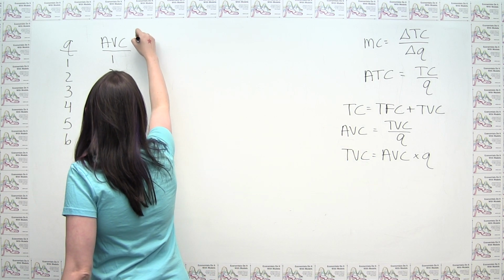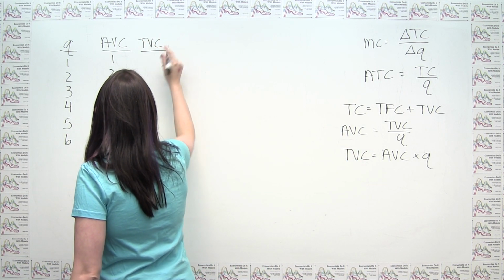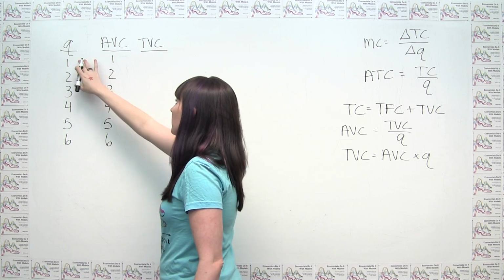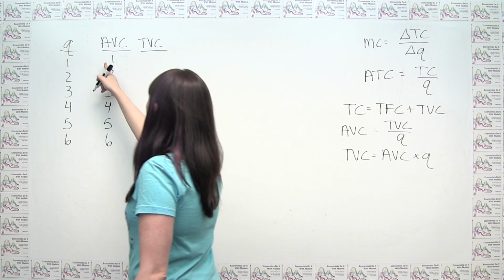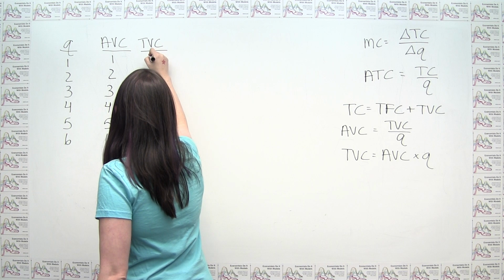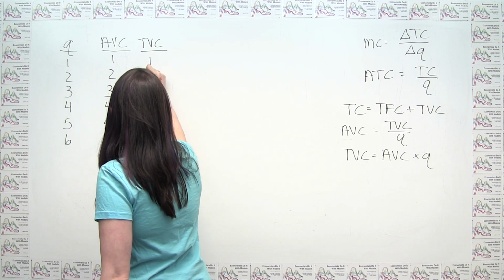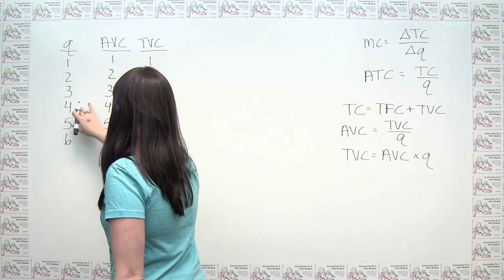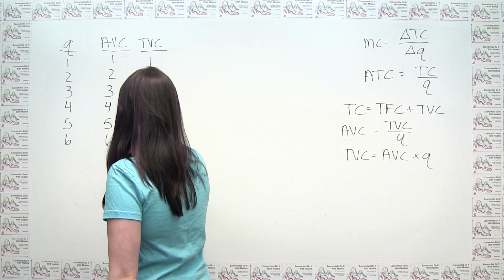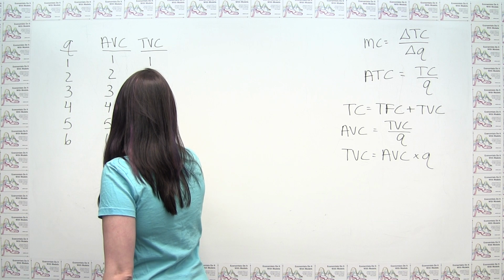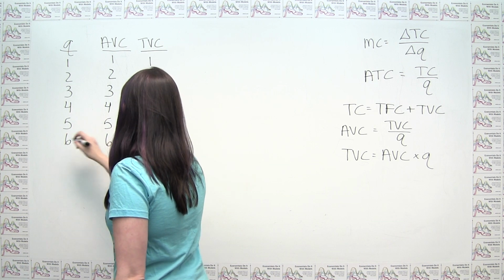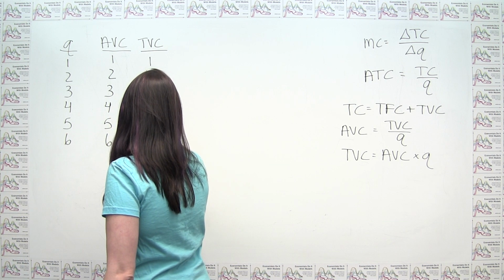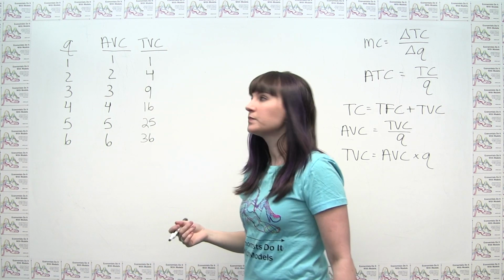So here we could say total variable cost, and again that's just going to be average variable cost times quantity. So we're just going to see 1 times 1 is just 1, 2 times 2 is 4, 3 times 3 is 9, 4 times 4 is 16, 5 times 5 is 25, and 6 times 6 is 36.